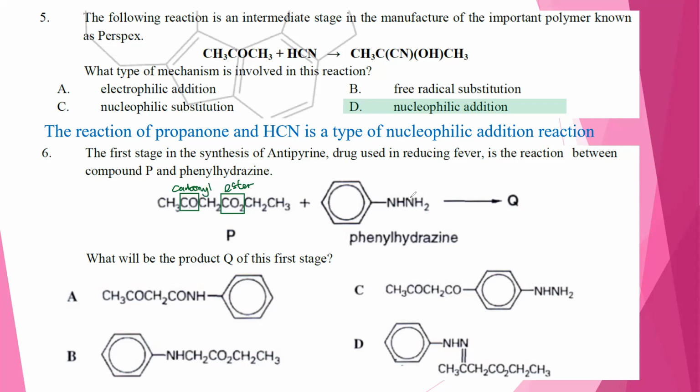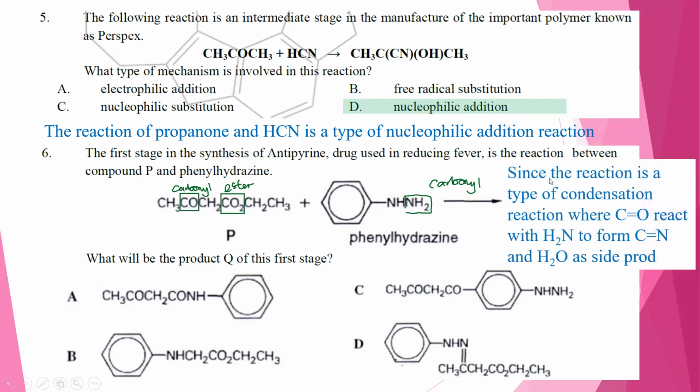When this reacts with phenylhydrazine, it will give a positive test to the carbonyl via a condensation reaction. When you form it via the condensation reaction, what will you form? You form C=N. So the best answer that fits all the descriptions here is D. So this is a condensation by the carbonyl group.